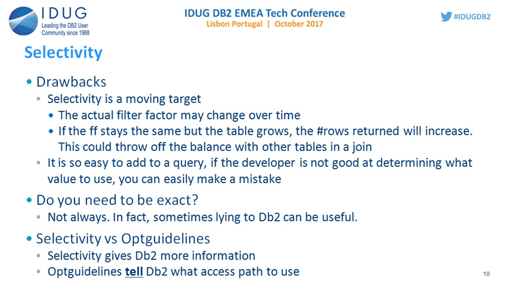Another drawback is that it's so easy to add to the query. If you're not good, or your developers are not good at determining the right filter factor, it's easy to make a mistake. But of course, you should always be checking your explains. Make sure you end up with the access path you're expecting. As I said, you don't need to be exact, and sometimes it's even useful to lie to DB2.